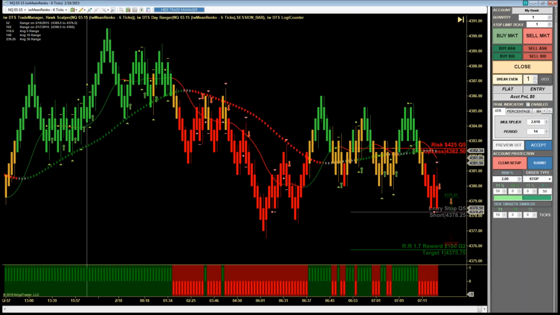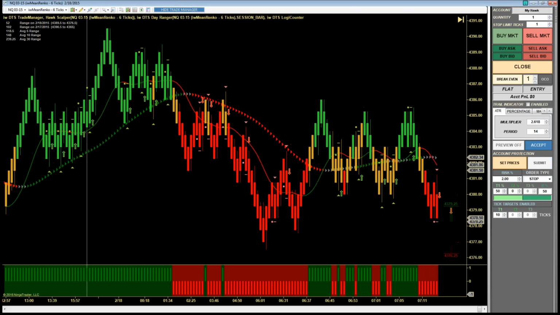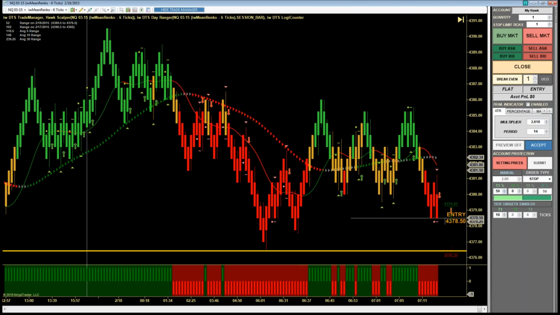Now, Trade Manager is saying to set up this trade this way, it's going to cost me $425 if I'm wrong. Now, don't let that amount freak you out. This is an amount that I can afford. This is 2% of my trading account, right? If you're trading a $10,000 account, and you're allowing 2%, Trade Manager will only allow you to risk $200.